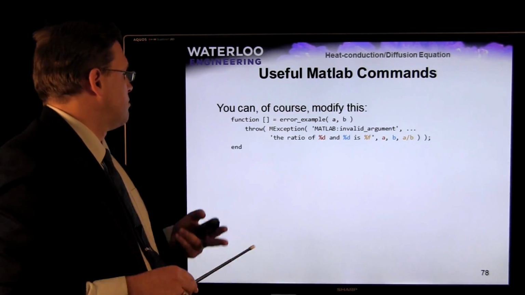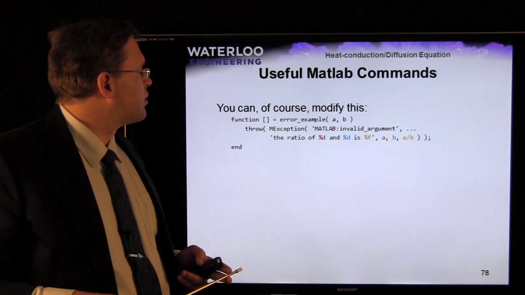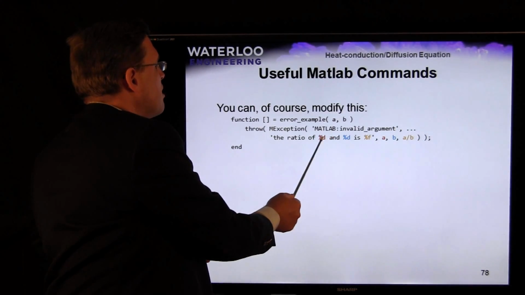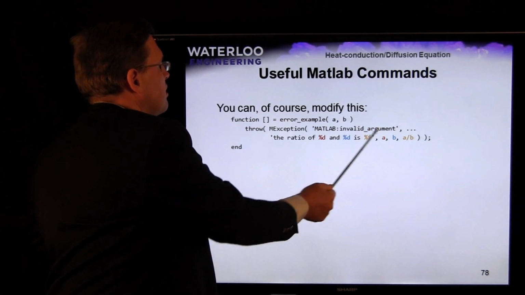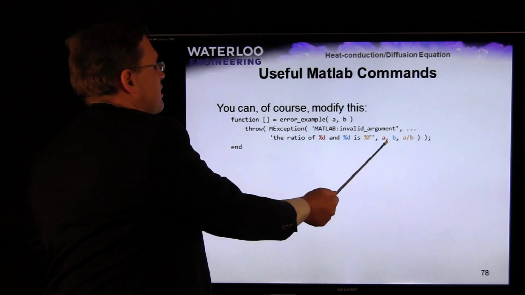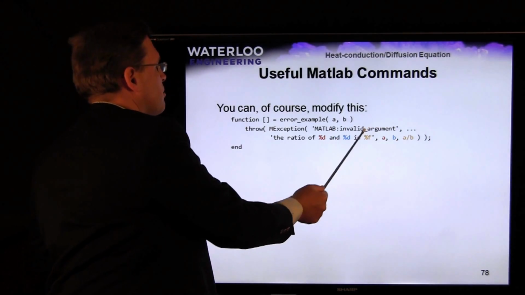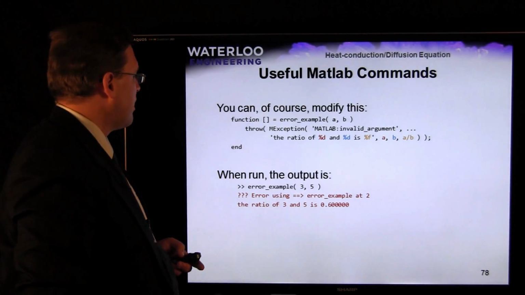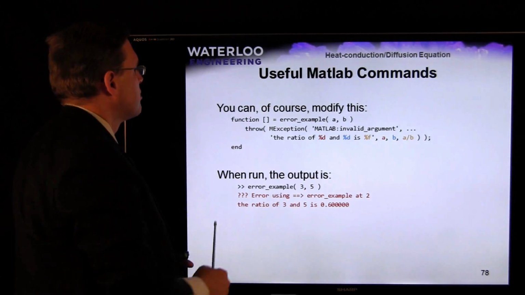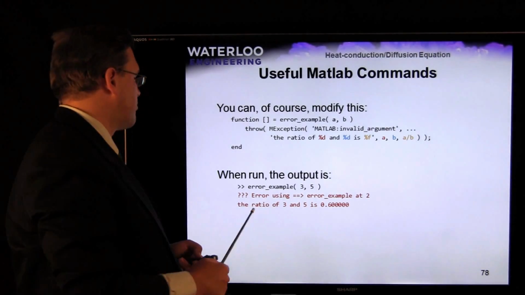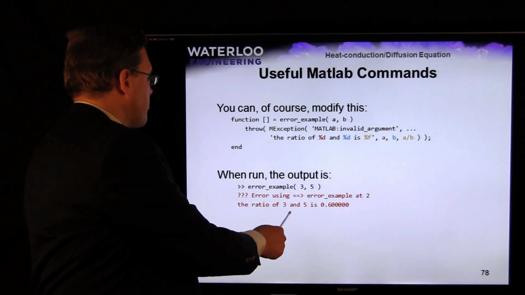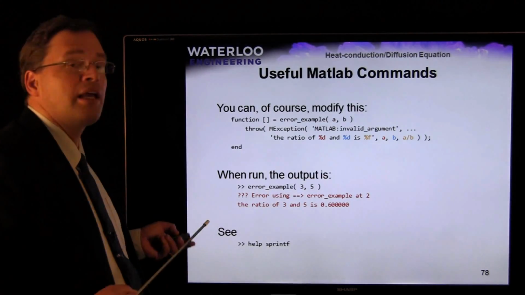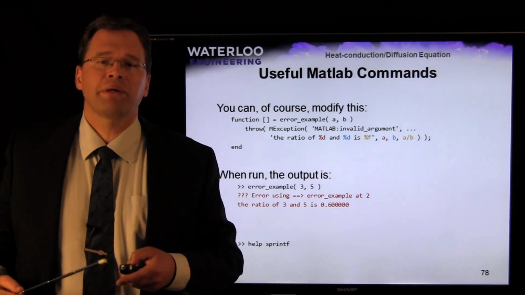Now, you can modify this. You can actually do your calculations in there. You can just replace them. It's always %d is the first one, the first argument, or the next argument, the next argument, and so on and so forth. So in this example, if you try passing it 3, 5, it's simply going to give you an error message. The ratio of 3 and 5 is this ratio a divided by b. If you need more help, just ask for help sprintf.